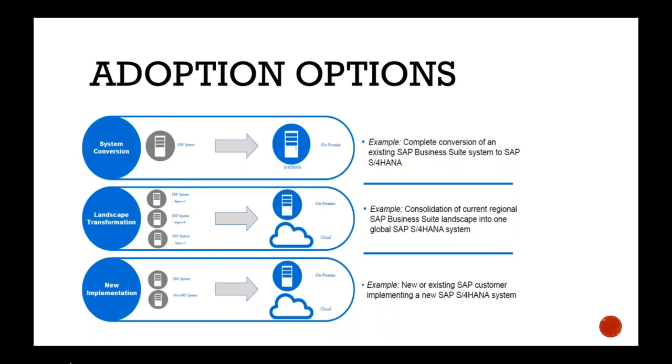In case of new implementation, the customer will discard their current system and start using the new system. In case of system conversion, the current system will be upgraded. There is no question of discarding; it will be upgraded to the latest version. But in case of landscape transformation, both the source system as well as the target system will be used in parallel.